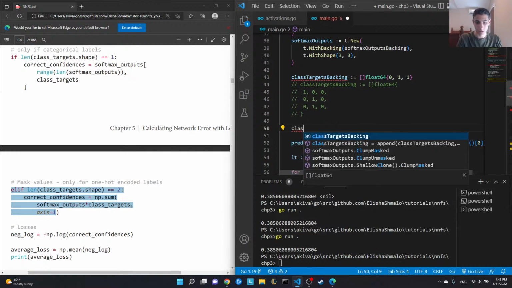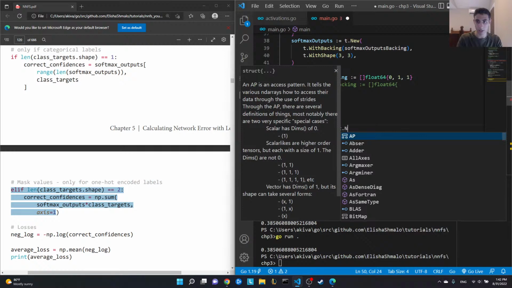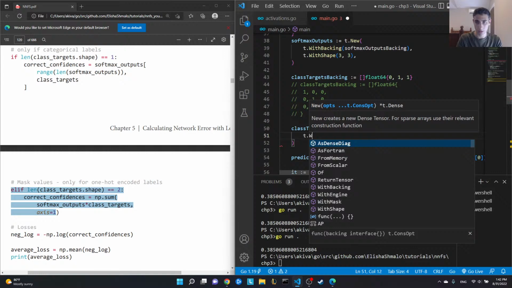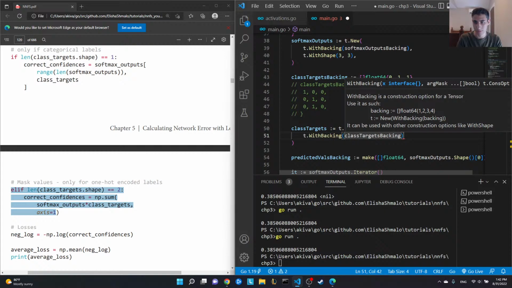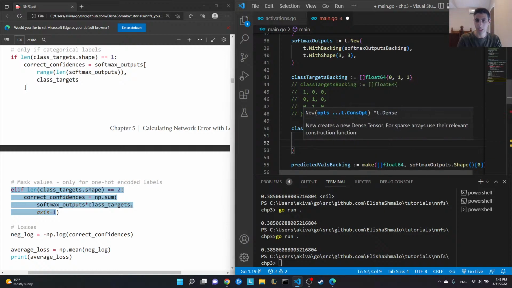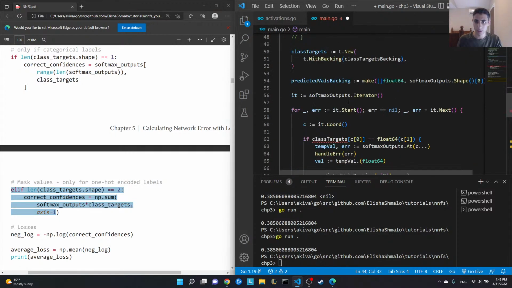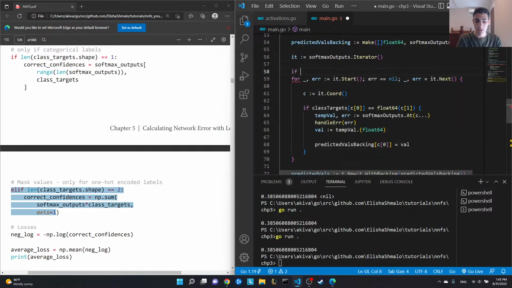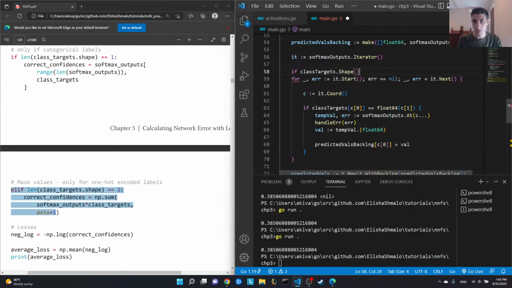So we're going to make this into a tensor. Class targets colon equals t dot new from here t dot with backing class targets backing. And in this case, we don't really need a shape. We do not need a shape in this case. So now we can come over here, and we are going to make it a for loop question. So we're going to make it something very similar to how he has. If class targets dot shape, which will be a slice, right?